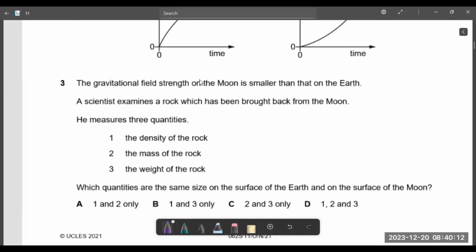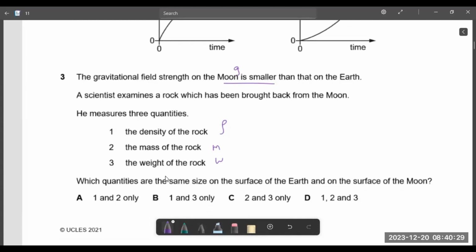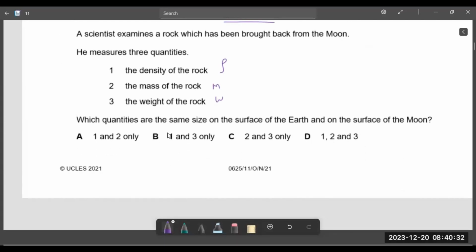The gravitational field strength on the moon is smaller than that on the earth. So g is small on the moon. A scientist examines a rock which has been brought back from the moon. He measures three quantities: density, mass, and weight. Which quantities are the same on the surface of the earth and the surface of the moon?